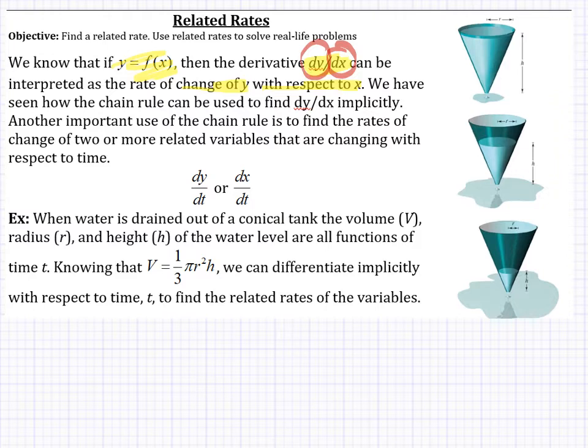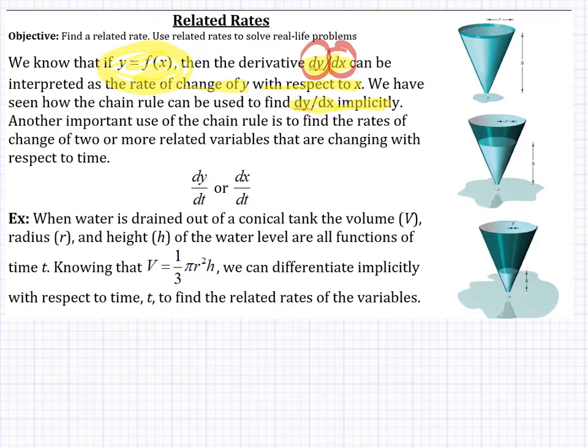And so we've also seen that with chain rule and implicit differentiation, we can take the derivative of a function implicitly. We can find dy dx implicitly. So this doesn't have to be an explicit function, y equals f of x. We can still find dy dx, the change in y with respect to x.